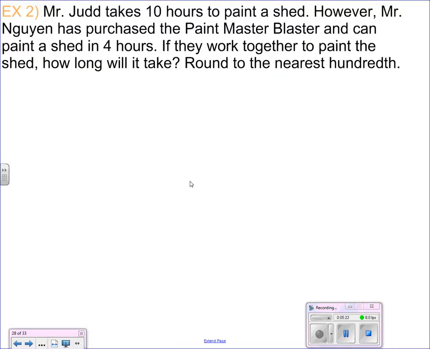Mr. Judd takes 10 hours to paint a shed. However, Mr. Wynn has purchased the Paint Master Blaster and can paint a shed in 4 hours. If they work together to paint the shed, how long will it take? Round to the nearest hundredth. So for Judd, it would be 1 over 10 hours, plus Mr. Wynn is 1 over 4 hours, and it's equal to 1 over their combined time, which is x for now, hours.